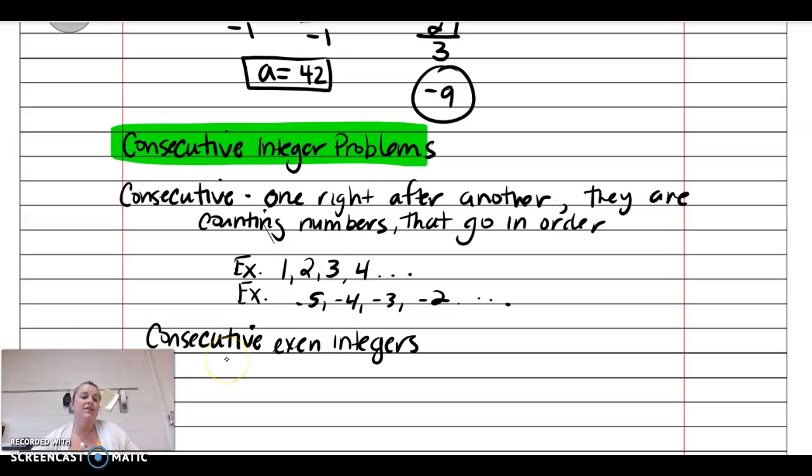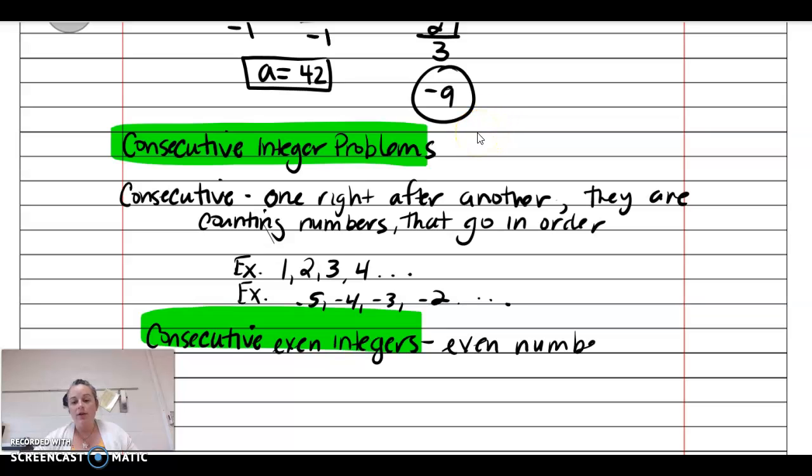So if I'm looking for consecutive even integers, I'm looking for even numbers that go in order. For example, 2, 4, 6, 8. These are consecutive even integers.